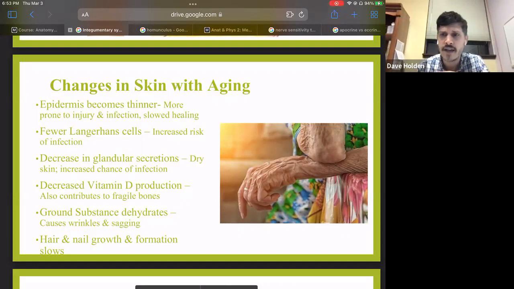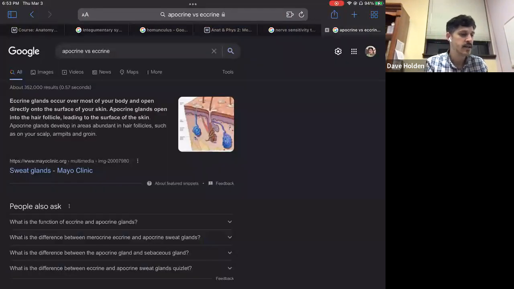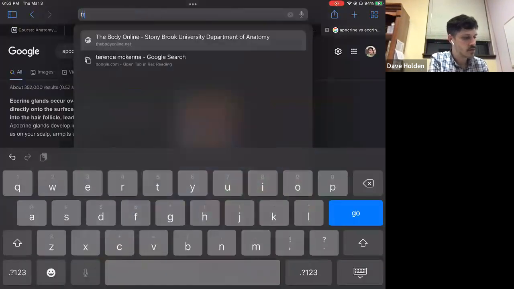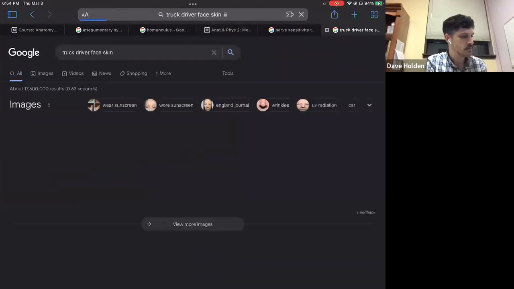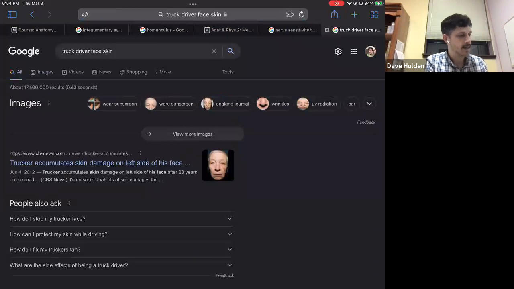Have you guys ever seen the picture of that truck driver? He was a truck driver. So driving, one half of his face got a lot of sunlight and the other half didn't. I'm seeing some nods. I want to pull this up. Truck driver face skin. Yeah, that'll do it.